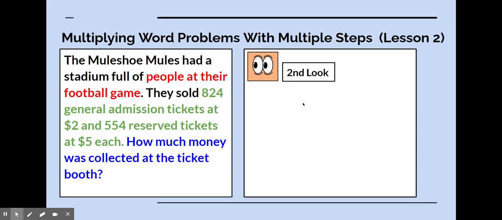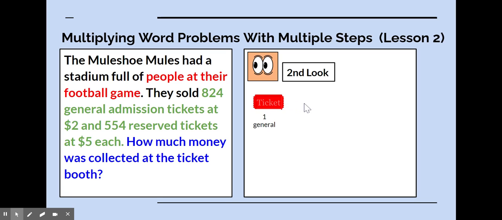The Muleshoe Mules had a stadium full of people at their football game. They sold 824 general admission tickets at $2 and 554 reserve tickets at $5 each. How much money was collected at the ticket booth? So in our second look, we want to draw a model that represents our problem so that we know how to solve it. So we know that there are some people that went to a football game, and these people purchased tickets.